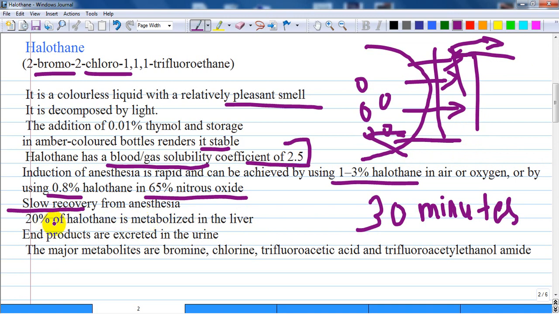So 20% of Halothane is metabolized in the liver and the end products are excreted in the urine. Major metabolites are bromine, chlorine, trifluoroacetic acid, trifluoroacetyl, and acetylethanolamide.